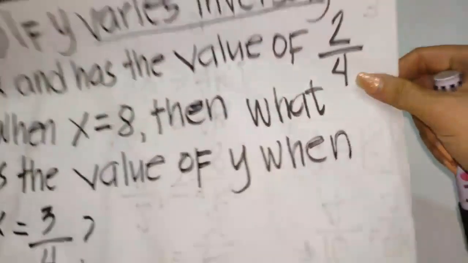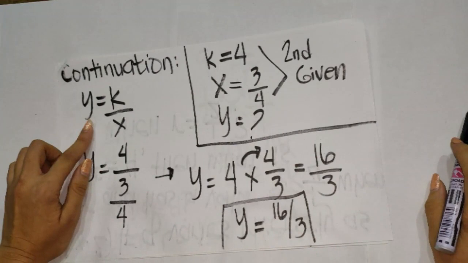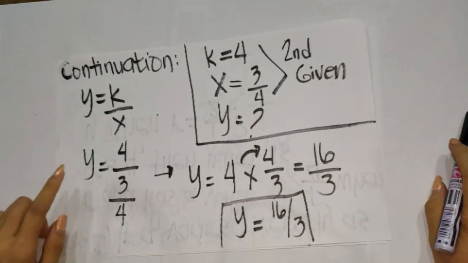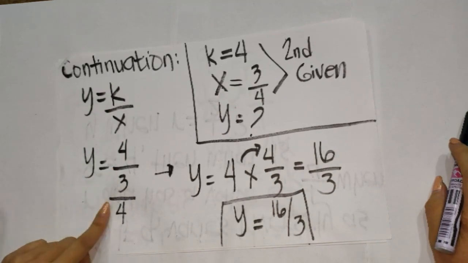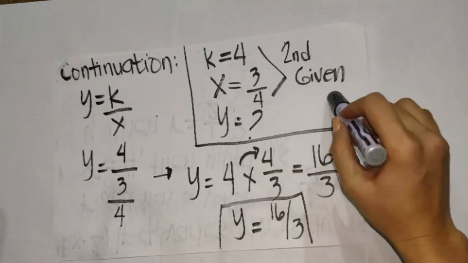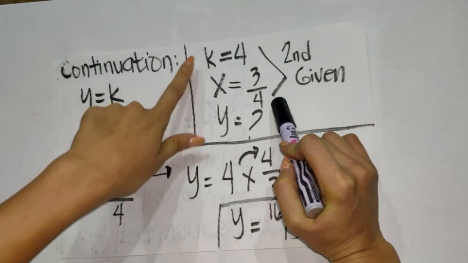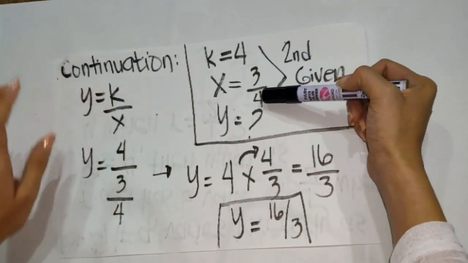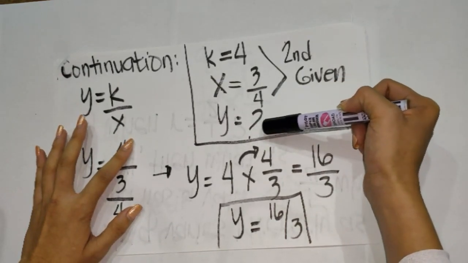And to do that, let's have this. So we have to go back first to our original equation, which is y is equal to k over x. Then, y is equal to 4 over 3/4. Bakit naging 4 over 3/4? Kasi nga po, yung given natin is 3/4 yung x. Tapos yung k na nakuha natin kanina is 4. So ang gagawin natin is substitute lang natin siya sa original equation kasi hinahanap natin si y doon sa problem.